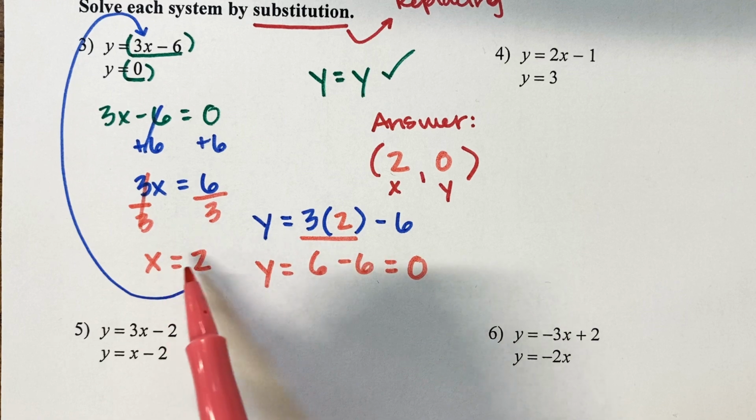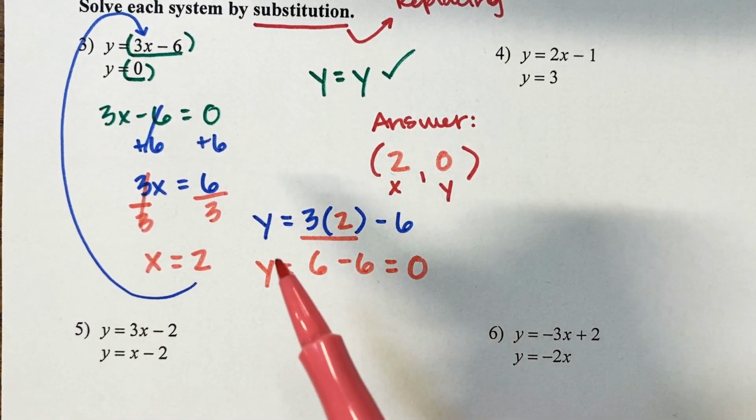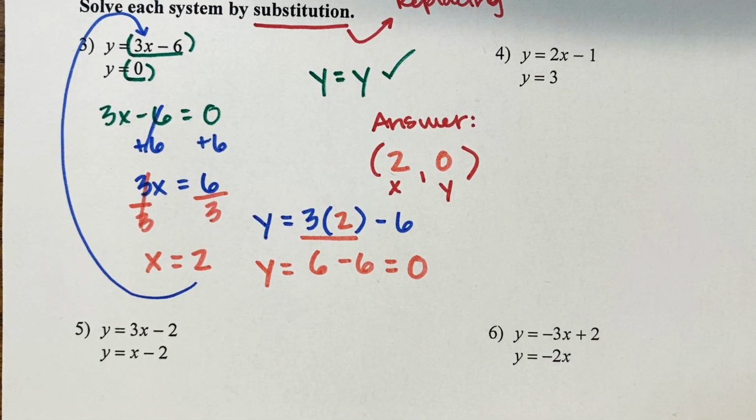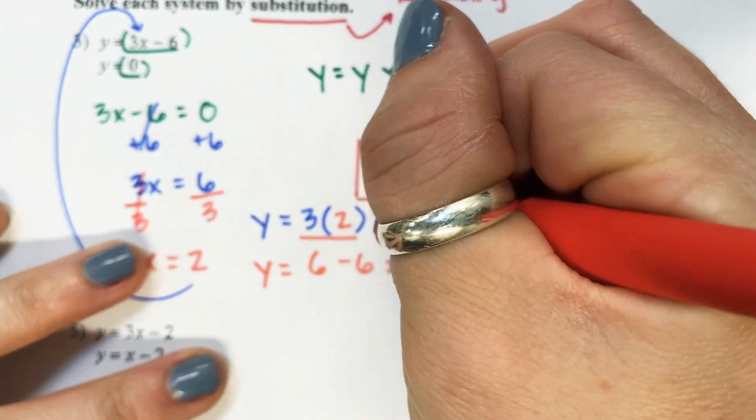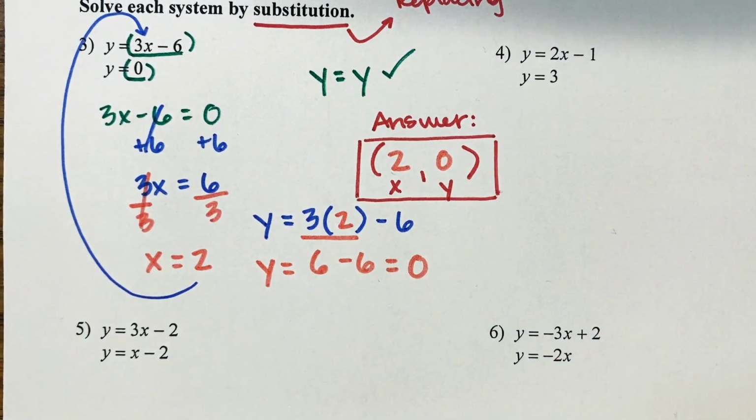We found our x, and then we used it, plugged it in to find our y. Notice x equals and y equals. So final answer, 2, 0. Remember, x is always listed first.